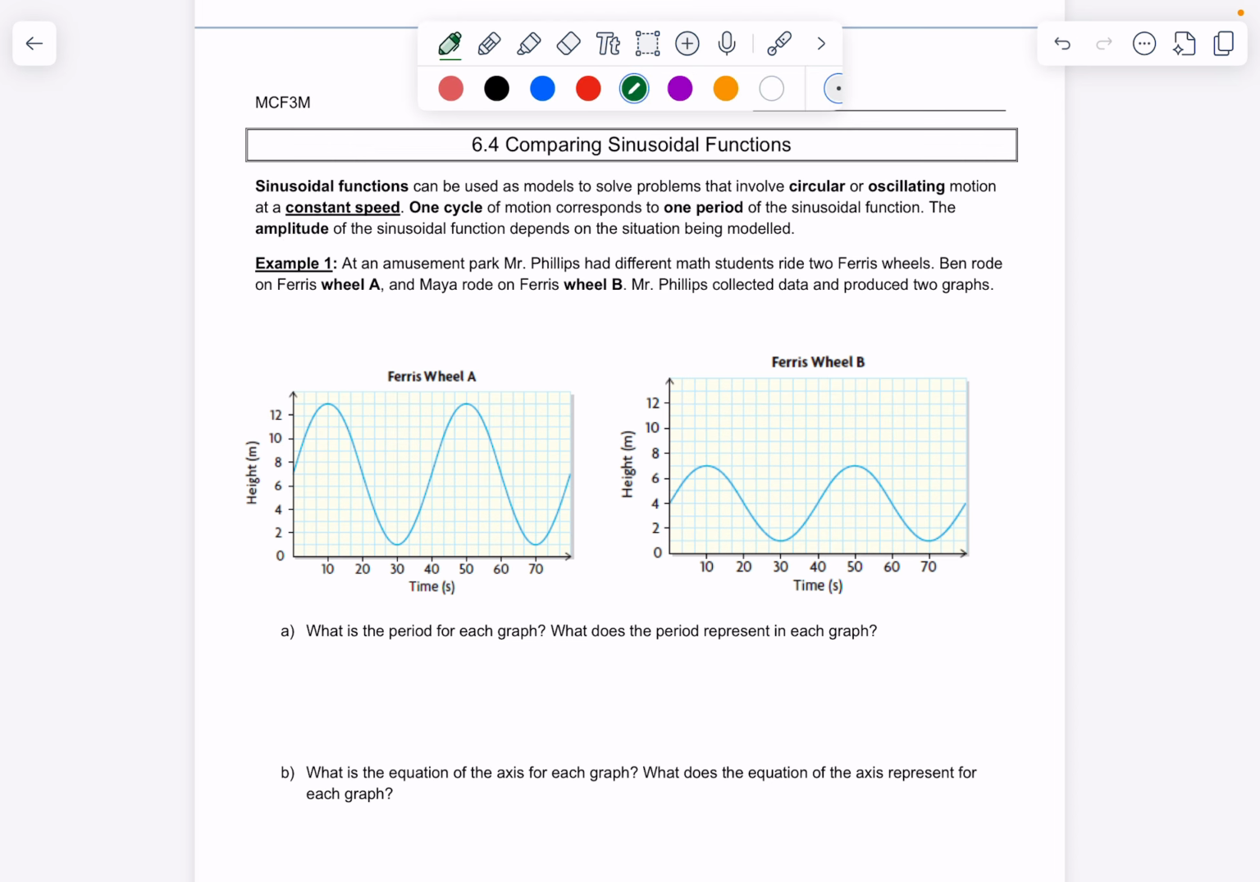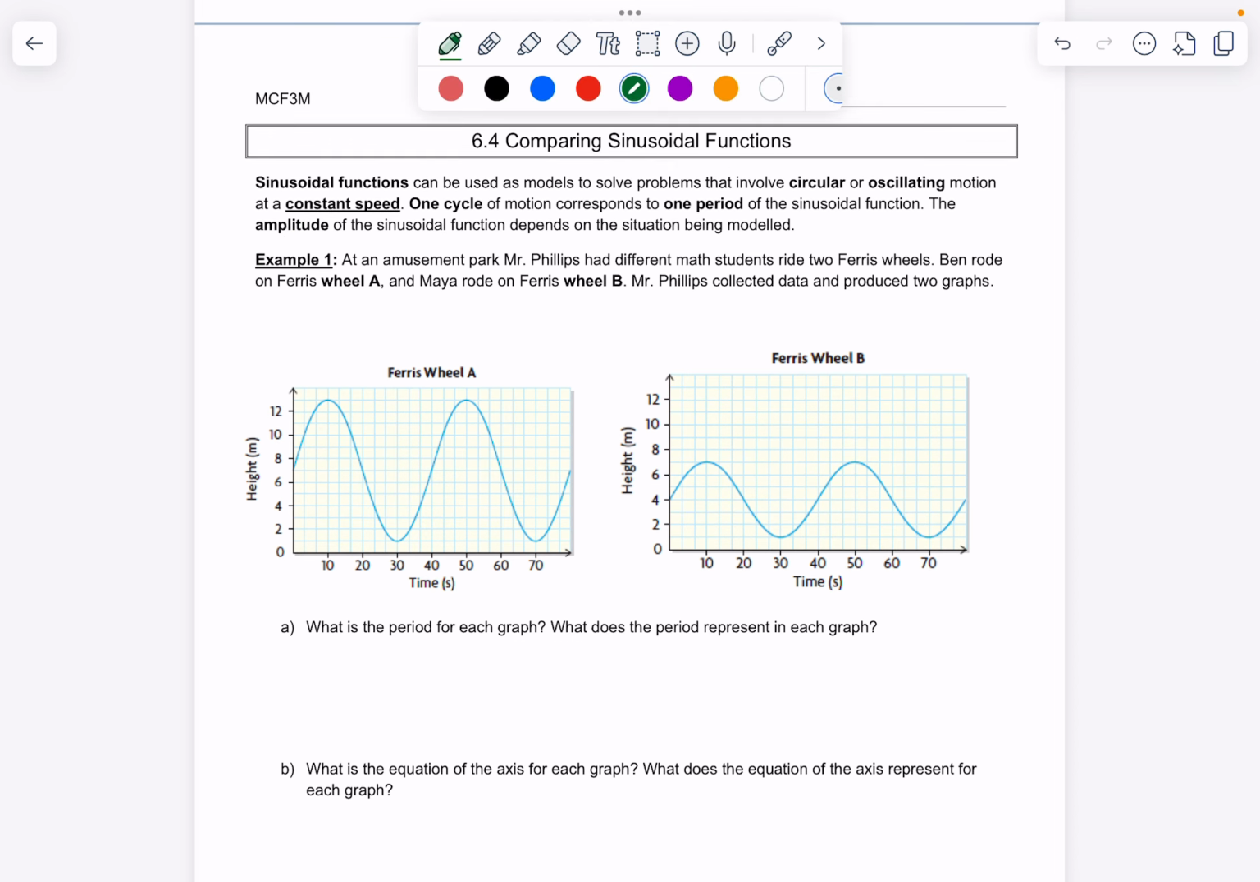One cycle of motion corresponds to one period, and we know that from previous lessons. The amplitude of the sinusoidal function depends on the situation being modeled. So that is what we're going to be covering a lot of today. We're trying to take pieces of information, words like period and amplitude, and be able to actually relate them to a word problem and give it some context, okay?